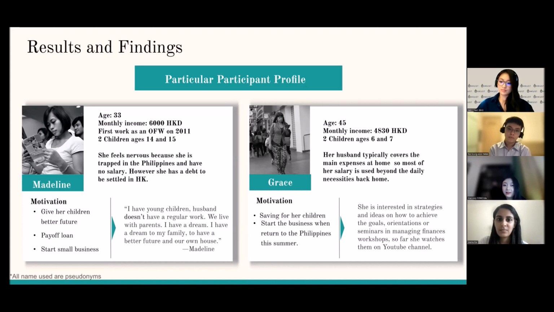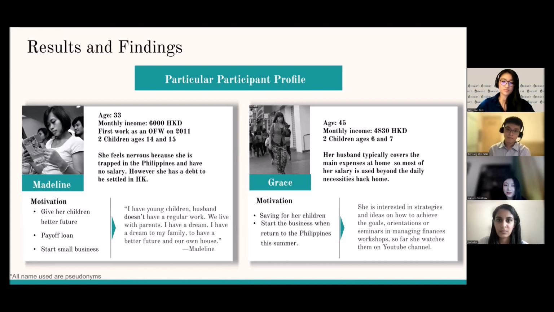Please refer to the left side. You can find that all her motivation is relatively vague. And she told us in the interview, I have young children. My husband doesn't have a regular work. We live with parents. I have a dream. I have a dream for my family, to have a better future and to have our own house.